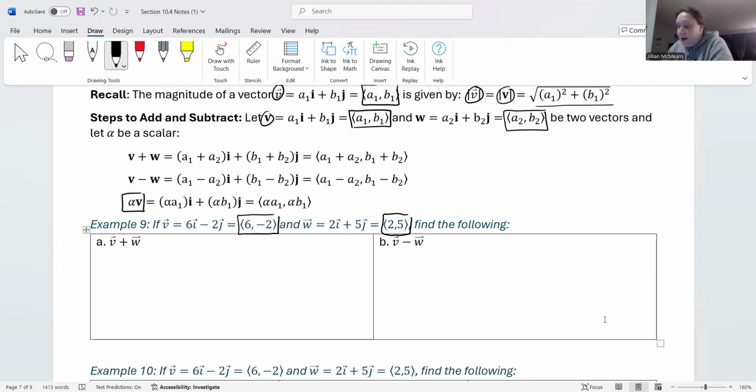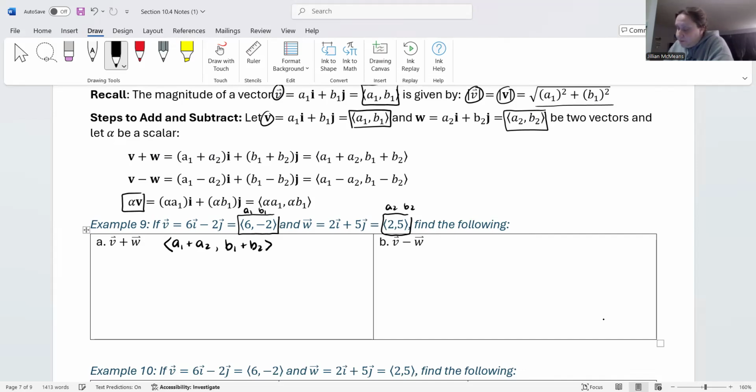So if we want to find vector v plus vector w, we want to add these two vectors, all we have to do is add the a components, okay? So essentially we want to take a sub 1 plus a sub 2, b sub 1 plus b sub 2, where this is a sub 1, b sub 1, a sub 2, b sub 2, okay?